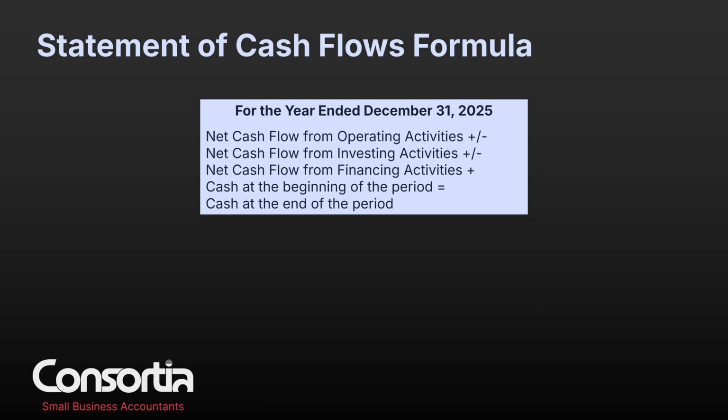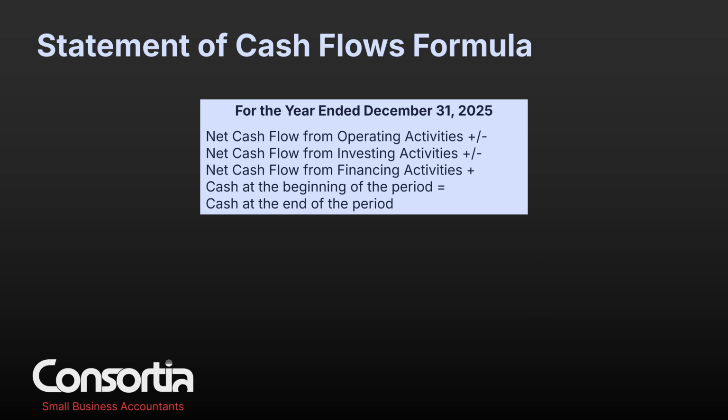Statement of cash flows formula. So we talked about how we calculate net cash flow for the year, but now we're going to talk about the entire statement of cash flows, how it works. So once again, we take the net cash flow from operating activities plus or minus net cash flow from investing activities plus or minus net cash flow from financing activities, which gives us the net cash flow for the entire year as we previously discussed.